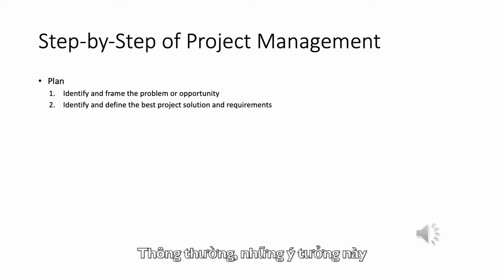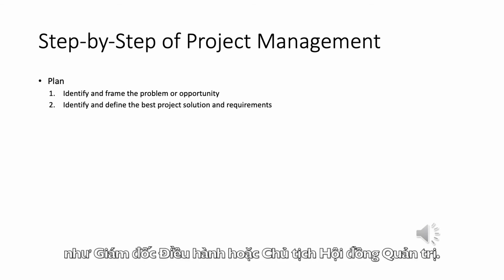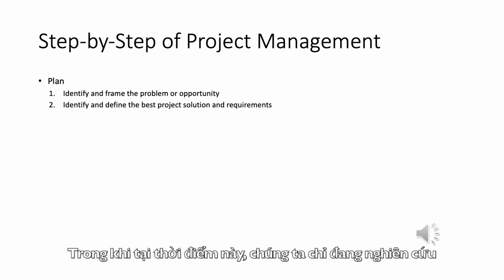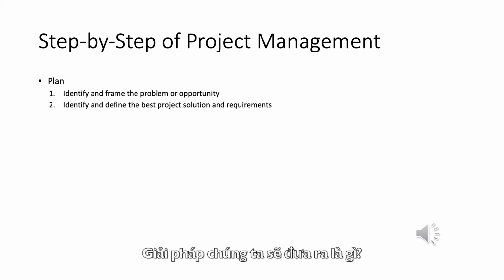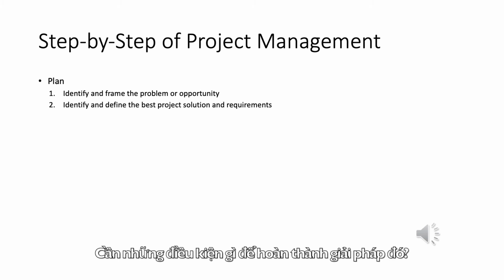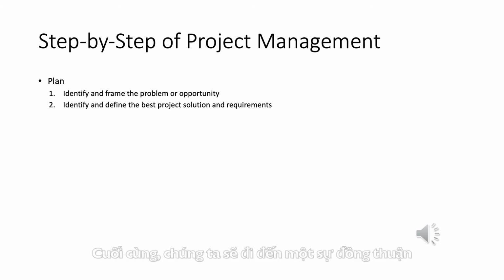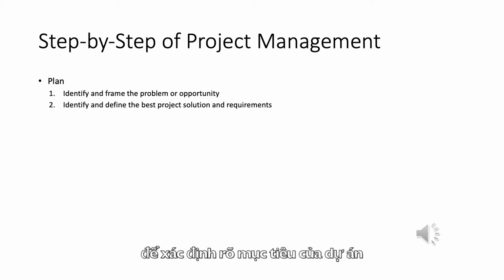Usually these ideas are explained to others who have a high degree of interest in the outcome of the project, like, for example, the CEO or the board of directors. At this point, we're really just collecting our thoughts to come up with an idea for the project itself. What is the solution that we're going to deliver, and what are the requirements that that solution needs to meet? Ultimately, what we're going to do is come to a consensus to clearly define exactly what the project is going to accomplish and what are the requirements for measuring the outcome of that success.